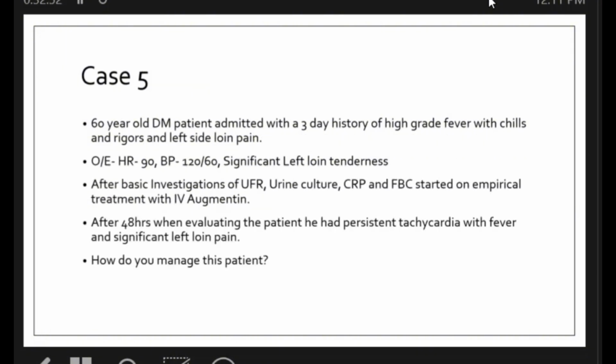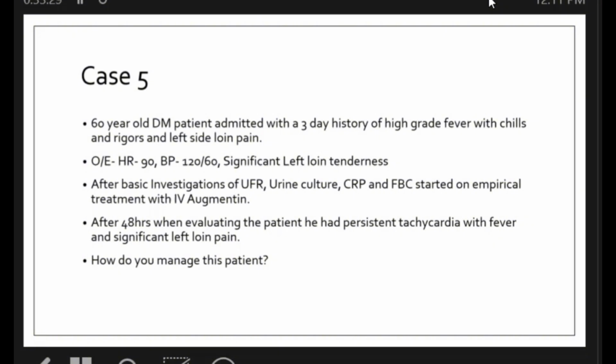Same patient, what happened? Now a diabetic patient, 60 years old, with high-grade fever and chills, suggestive of pyelonephritis, with changes in heart rate and blood pressure, and some loin tenderness. After basic investigations, UFR, urine culture, CRP, empirical IV Augmentin is started. Then after 48 hours, on evaluation the patient has persistent tachycardia, fever, and significant loin pain. How do you manage this patient?